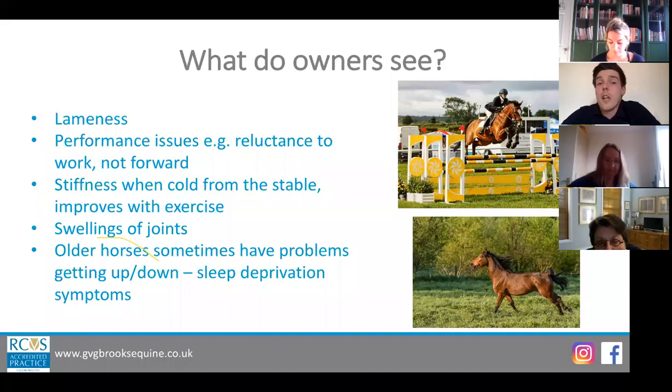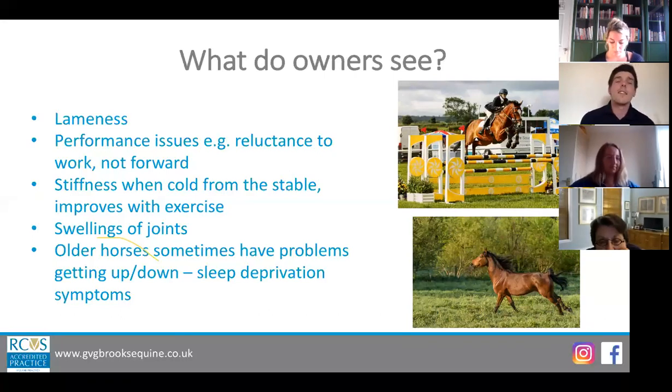Performance issues are another reason that we would be asked to see a horse, and we may end up subsequently finding out that they're struggling with joint disease and arthritis. And that could be all sorts of things. It could be that they're not making heights in show jumping as they were before, they're not making time cross country, a general reluctance to work or not moving forward.